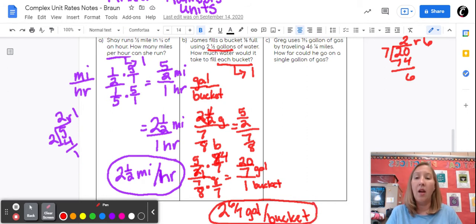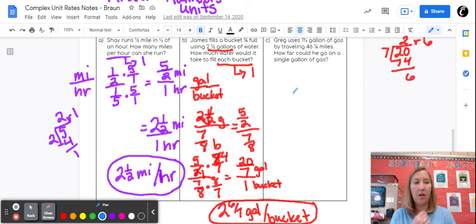Okay. And let's take a look at this last problem. We'll do this together. Greg uses 1 2/3 gallon of gas by traveling 46 1/4 miles. How far could he go on a single gallon of gas?